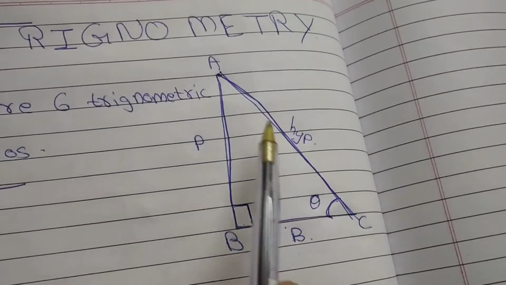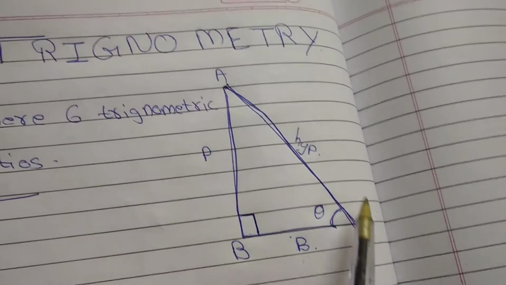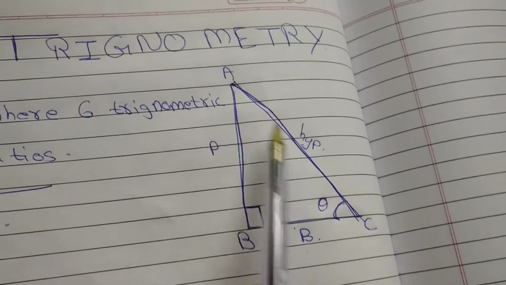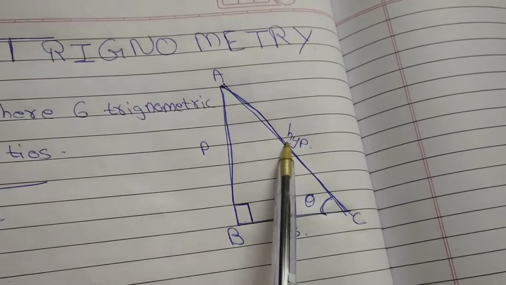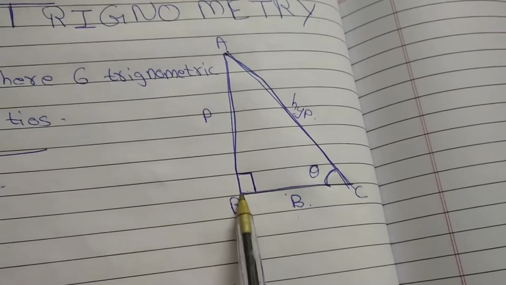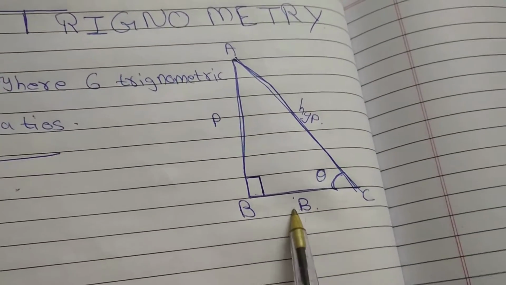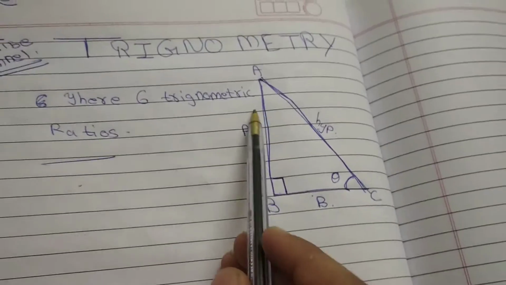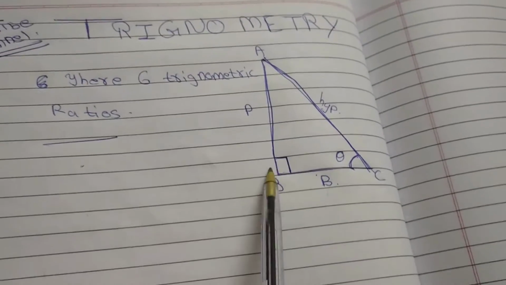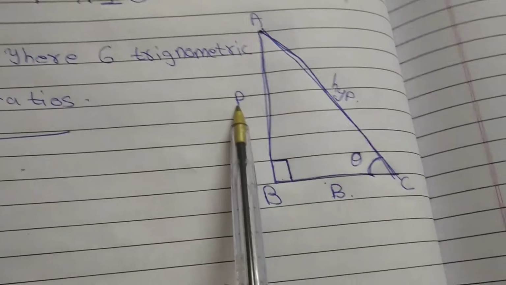Now we will name these sides. We know that in a right angle triangle, this longest side is the hypotenuse, so I have named it HYP. Now BC here is the base, so I named it B. And AB is the perpendicular as it forms an angle of 90 degrees, so I have named it P.